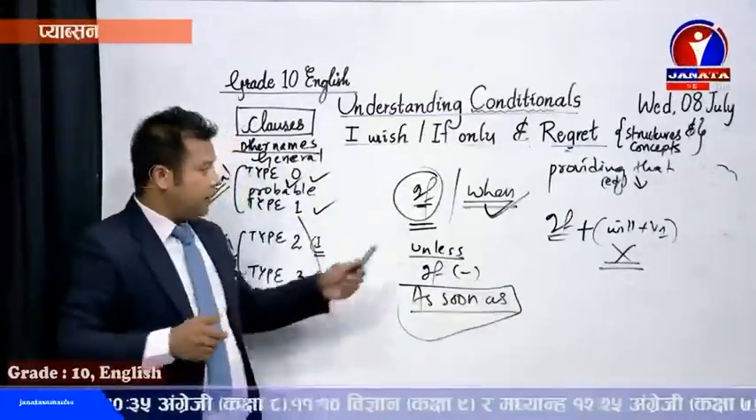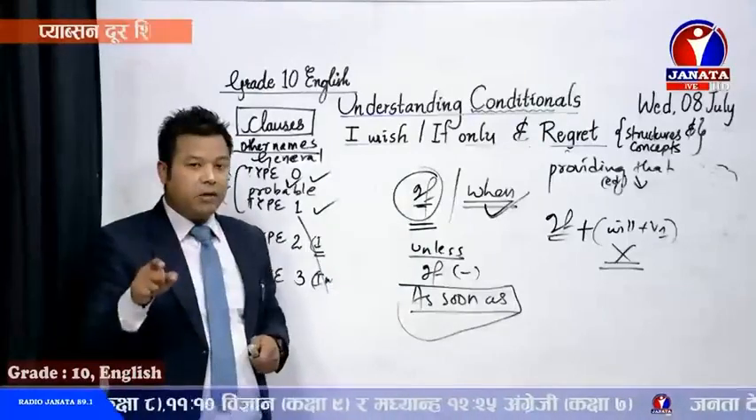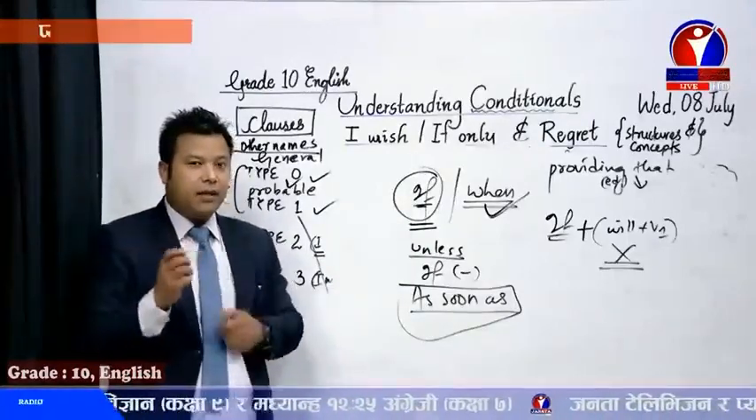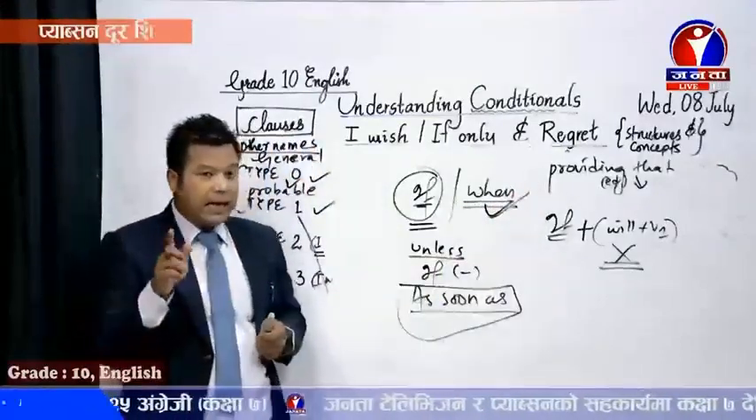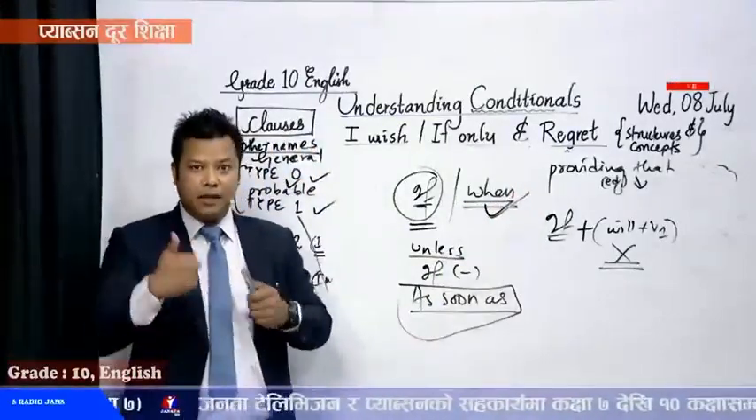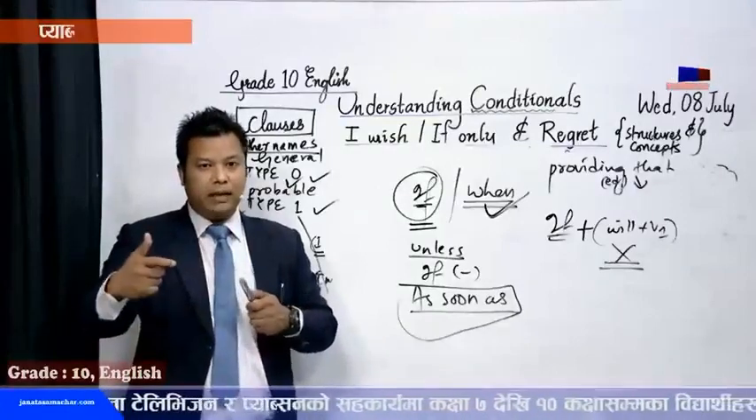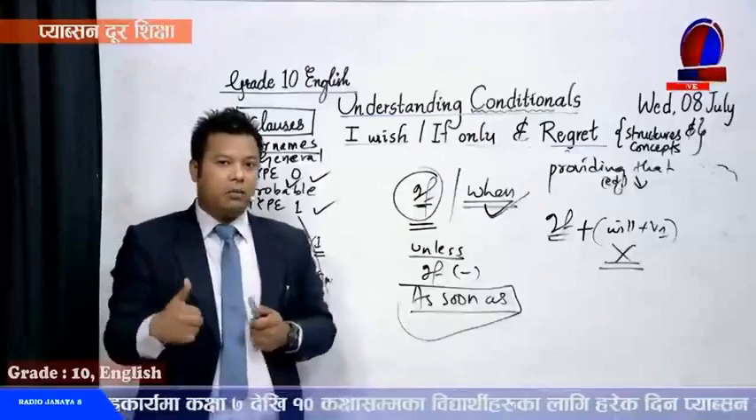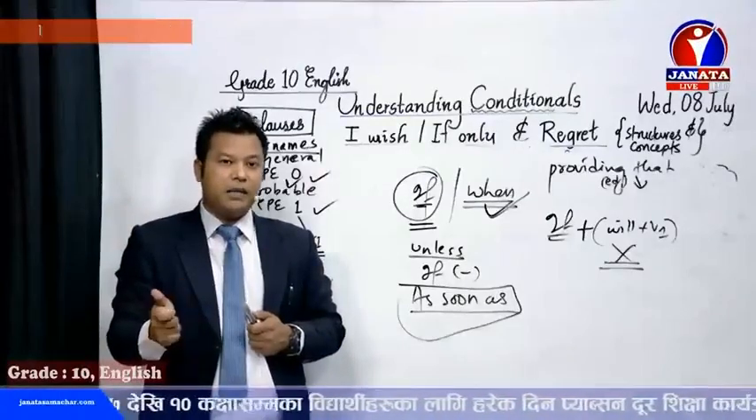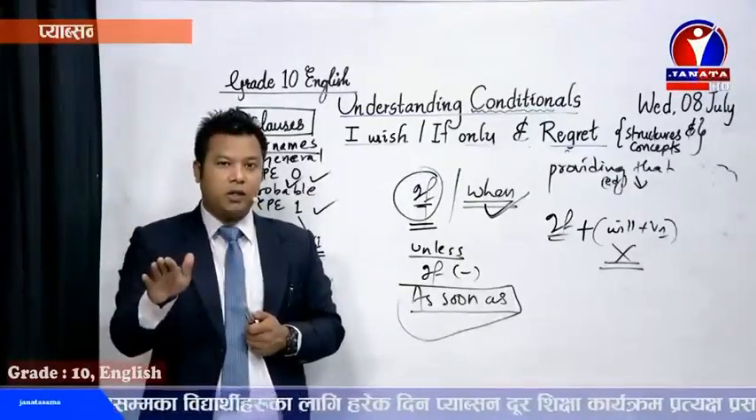Like, for example, let's come back to the previous sentence I gave you: if you give me the money. Now see what happens if I use this particular part. Provided that you give me the money, I will get a dress for me. Now, only in that condition will I buy. Which means if you don't give me the money, I'm not going to buy a dress for me.